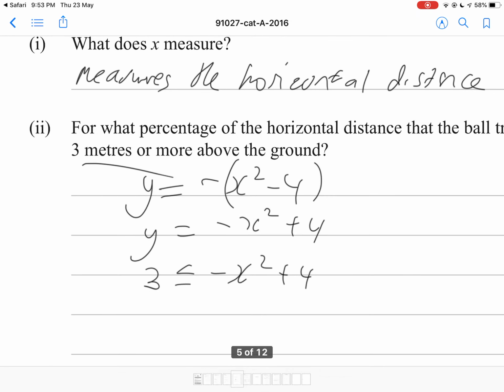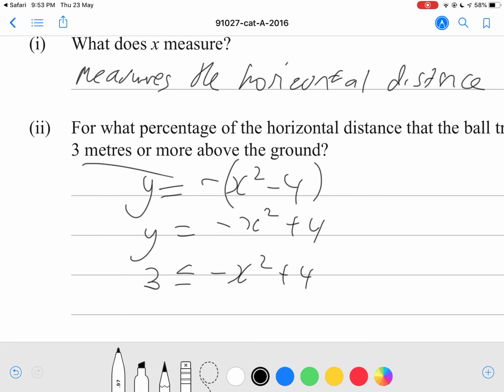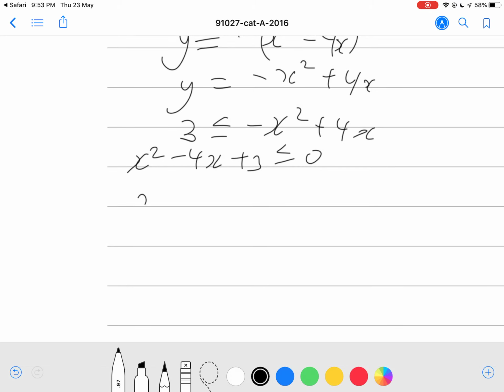It's 4x. That was what I was doing wrong. It's 4x, guys. Sorry, guys. So you move everything to the other side to get x squared minus 4x plus 3 is less than or equal to 0, okay? So then you factorize it, okay? So what multiplies to positive 3 and adds to negative 4?